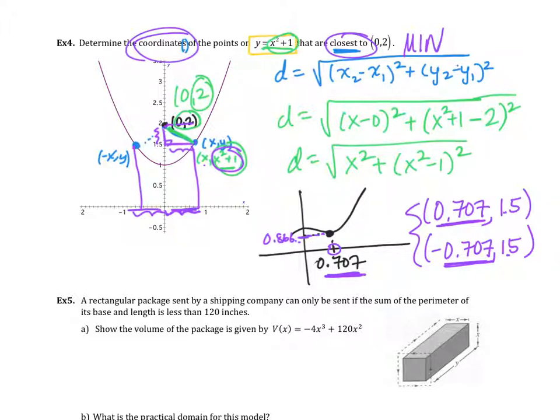Okay, so you should have gotten your final answer to be (0.707, 1.5) and (negative 0.707, 1.5). Because remember, once you get your x value, that's representing the x distance on this coordinate system, and you're plugging it in here, the y equals x squared plus 1, to get your y value. It asks for the coordinates, so here are your two coordinates.